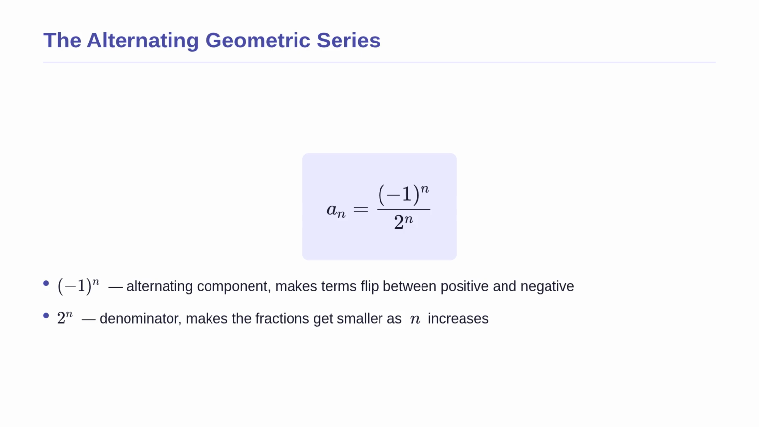We will look at the alternating geometric series to see how absolute convergence works in practice. The formula on screen defines the general term of our series. The numerator, -1 to the power of n, is responsible for the alternating signs. It makes the terms negative when n is odd and positive when n is even. The denominator, 2 to the power of n, makes the fractions get smaller and smaller as n increases. Our strategy will be to strip away the alternating negative signs and analyze the resulting positive series.